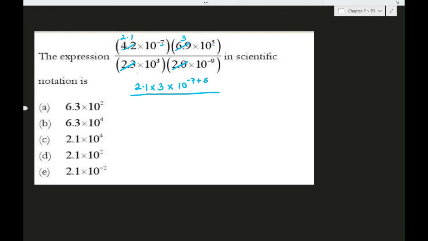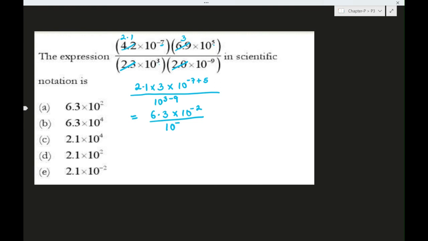Over here, nothing is left again. So you just have 10 to the power 3. And this is minus 9. So the powers. And now 2.1 times 3 is just going to be 6.3 times 10 to the power minus 2. And here in the denominator, let's see, what do we have? We have minus 7 plus 5, which is minus 2.